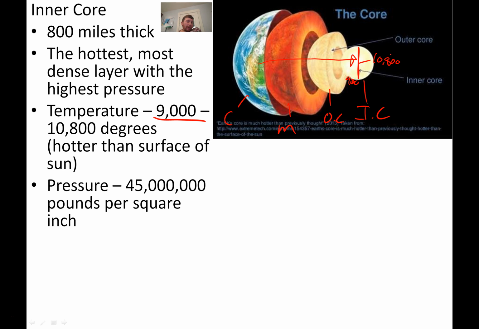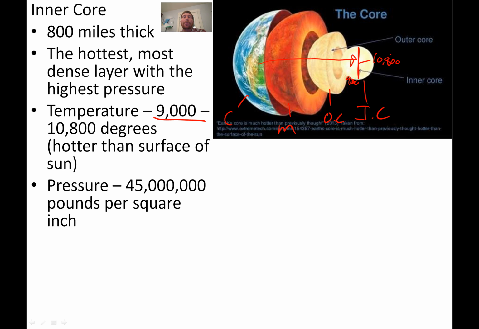The pressure is 45 million pounds per square inch. The pressure there is so intense that if we somehow put you in the inner core, your body would be mashed down to the size of a marble because the pressure would just crush you that much. So 45 million pounds per square inch. Intense amount of pressure down there.